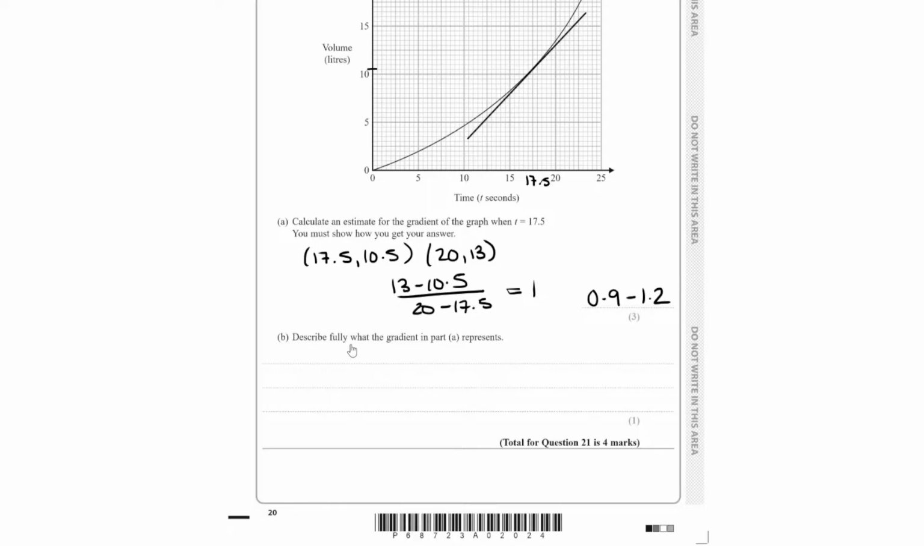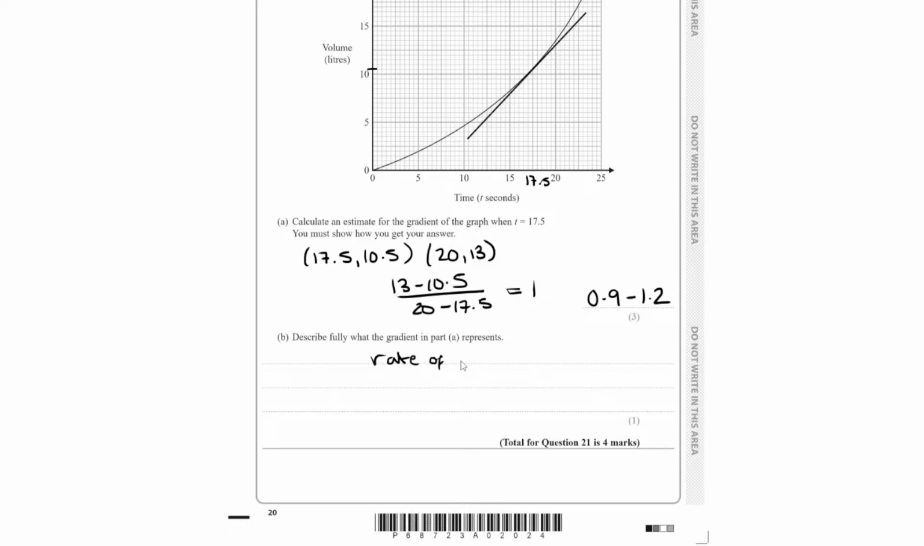Okay, then we have to describe fully what the gradient in part A represents. So relating to the context is basically what they want. Now a gradient generally is a rate of change, and then they just want you to relate it to the context. So what I would say is you could say it's the rate of change of volume. You could literally just say that.